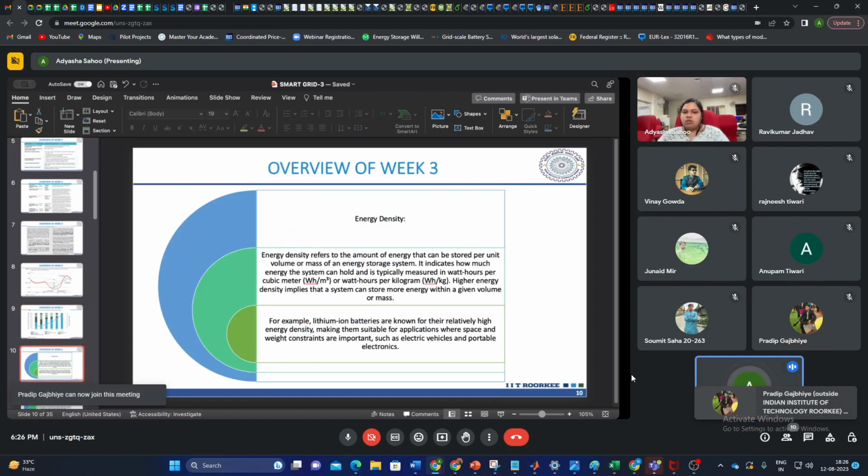Okay, so energy density. Energy density is the amount of energy that can be stored per volume of the storage system. So basically, as it is written here, it refers to the amount of energy that can be stored per unit volume or mass in the storage system. Its unit is watt hour per volume, that is meter cube, or mass, that is watt hour per kg. If a system has high energy density, we can say that it can store more energy with a given volume or mass.